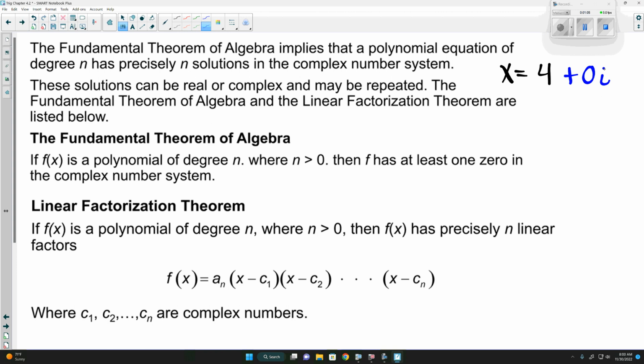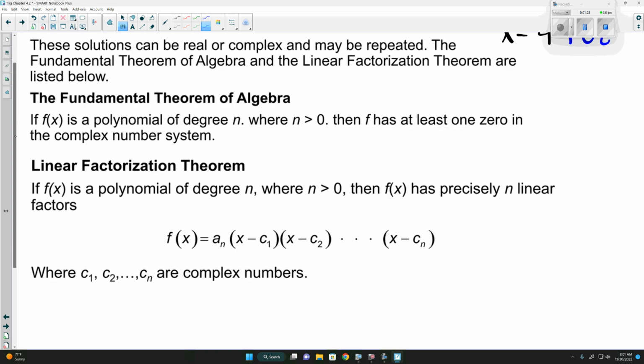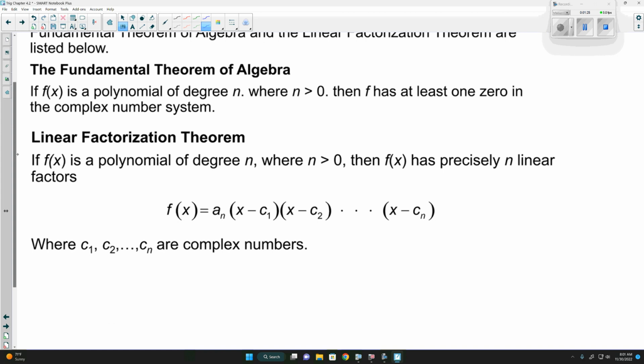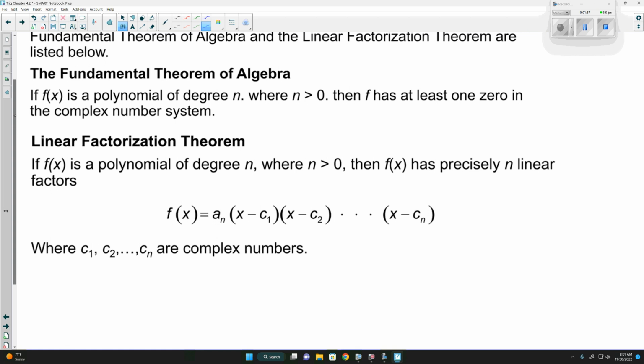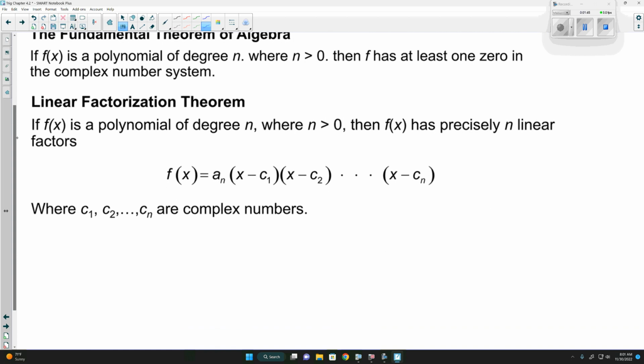So we can make any number a complex number, so therefore any polynomial function will have at least one solution in the complex plane. It doesn't mean it's an actual complex solution where we have a value with i. So we can have x equals 4 plus 0i. Now this theorem also states that if we have a polynomial of degree n, where n is greater than 0, f has at least one solution in the complex plane, or more specifically, we can say that the degree is equal to the number of solutions. So if it's degree 3, it has 3 solutions. If it's degree 4, it has 4. And it's one of the ones that we did like from Algebra 2.